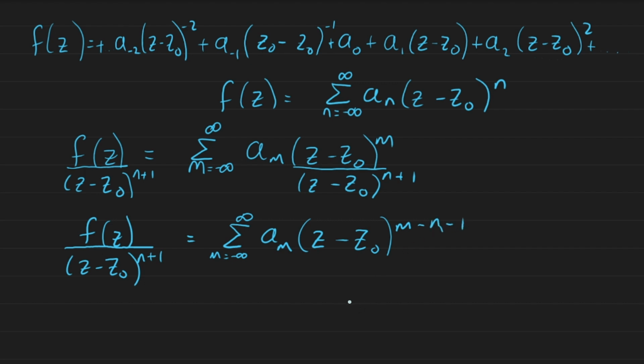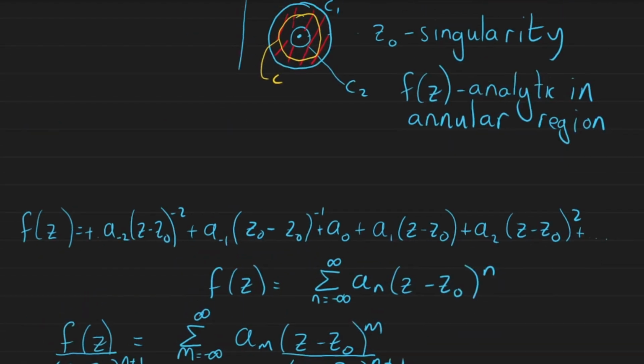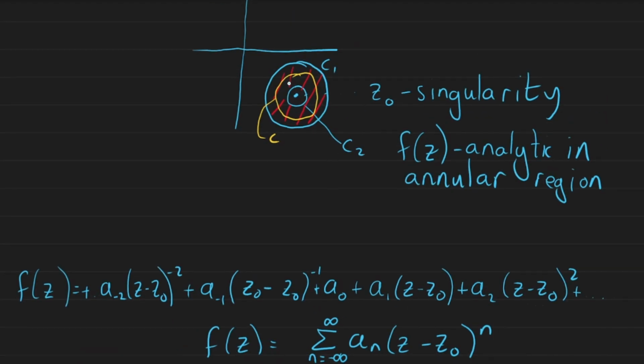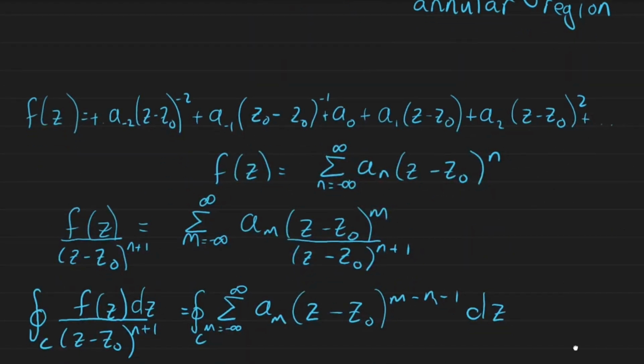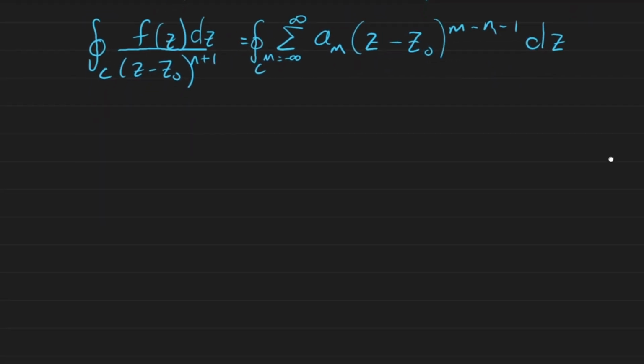So what I'm going to do now is multiply both sides by the differential dz. Then I am going to integrate both sides around this closed curve C. I do that for the left-hand side, and now I do it for the right-hand side. I integrate around the closed curve C. And let's just remind ourselves what that closed curve C is. C is that orange line in this annular region. So now that I've done that, I can proceed with this derivation.